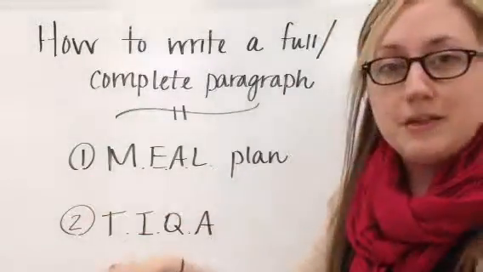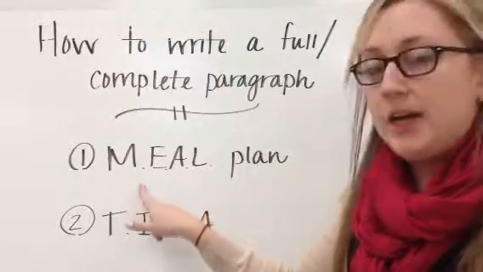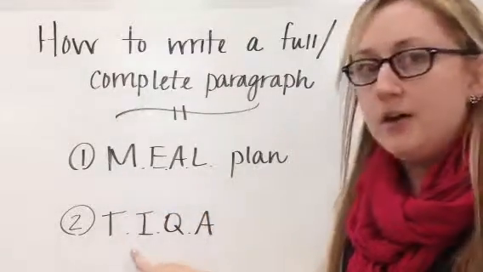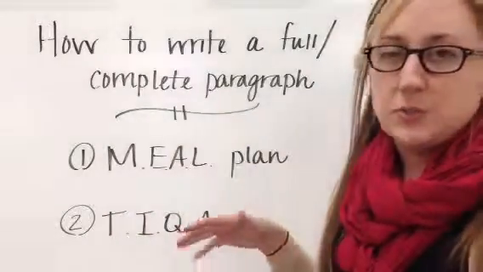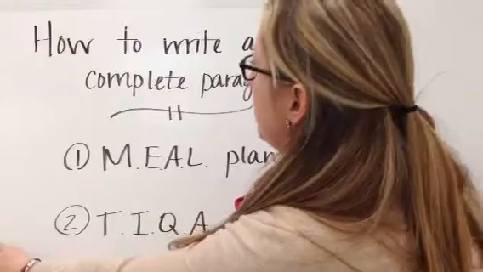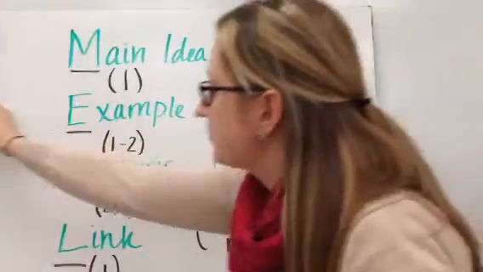We're going to look at two different methods. One of them is called the meal plan and one is called TICA. Okay, so they're both abbreviations or acronyms to help you remember what to put in a paragraph. Okay, so we're going to look at the meal plan first.